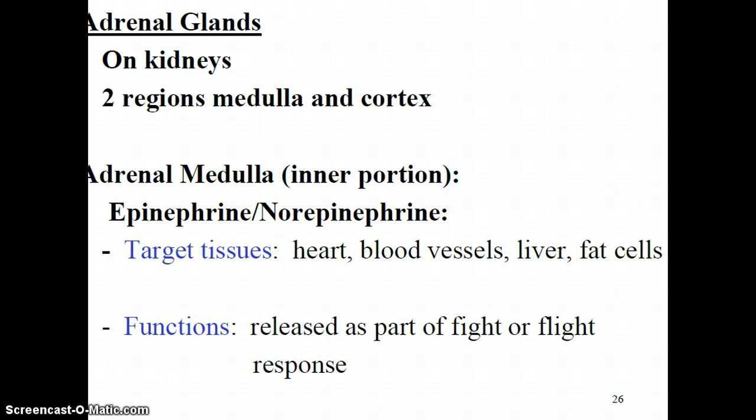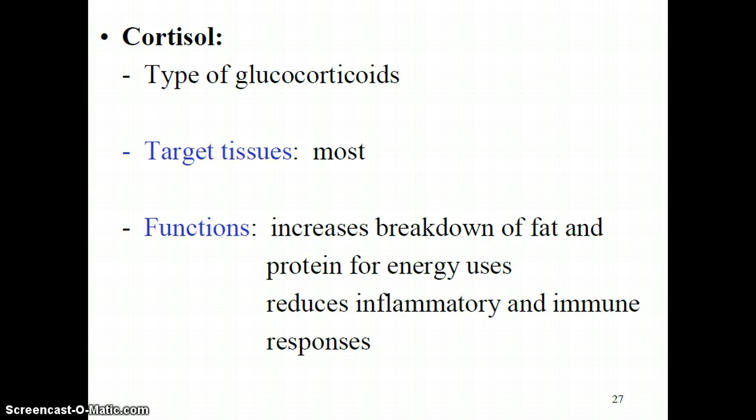The adrenal glands, they are located on top of the kidneys. They produce the adrenal medulla, which is the inner portion, produces epinephrine and norepinephrine. Look at their target tissues and their functions. They are part of the fight or flight response. Cortisol is also produced. Its target tissues are most tissues, and notice the functions.